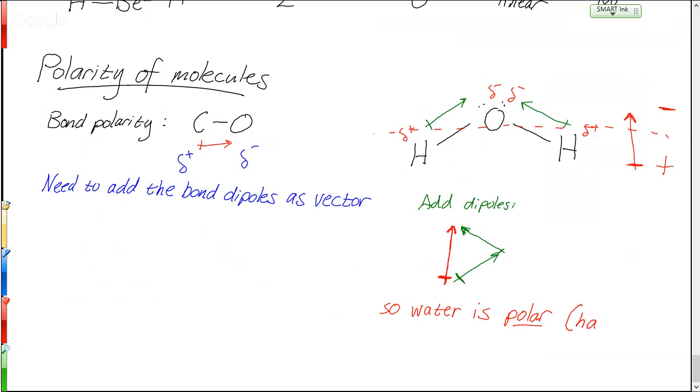So water is polar, which means it has what we might call a net dipole. If we add everything together, we have a dipole overall. So that's going to have a lot of consequences in Chapter 11 when we talk about how these molecules can attract each other. Let's look at another example, another molecule.